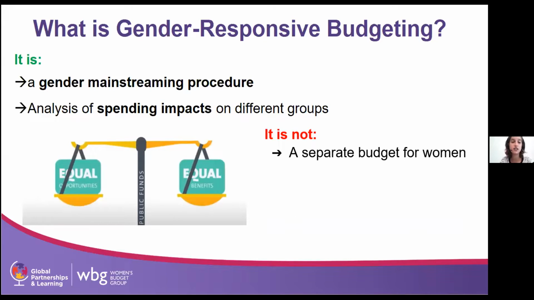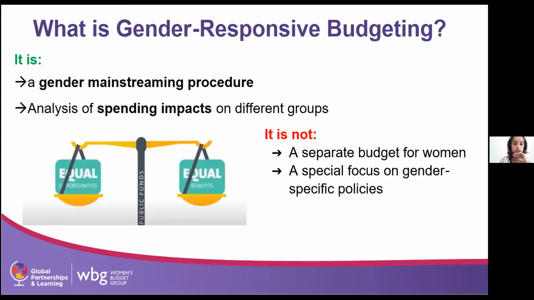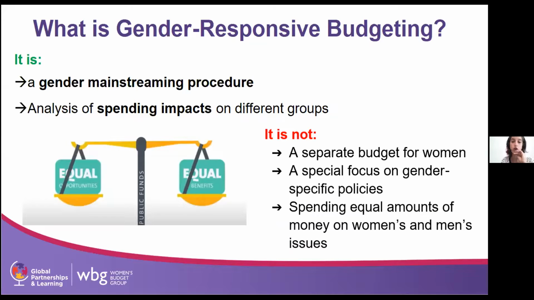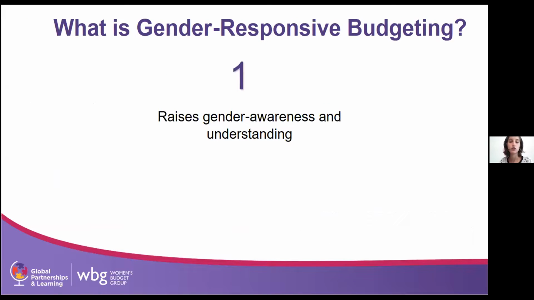It is neither a separate budget for women nor a special focus on gender-specific policies. Finally, the goal is not related to spending equal amounts of money on women's or men's issues.